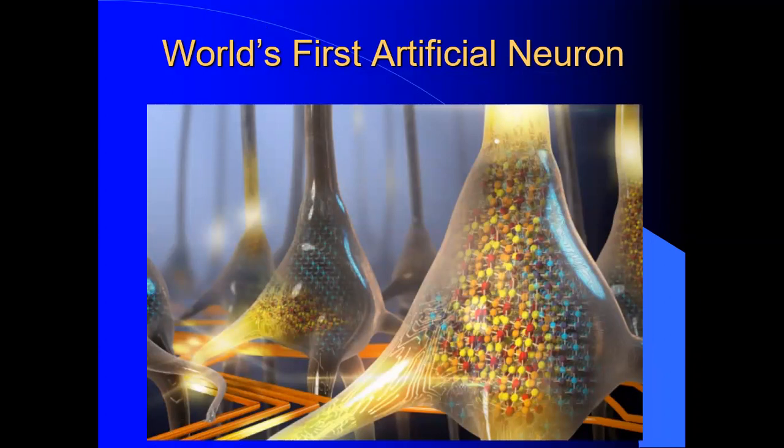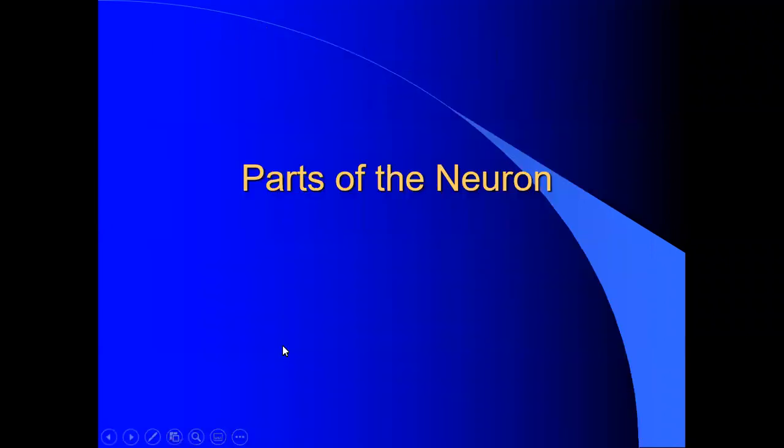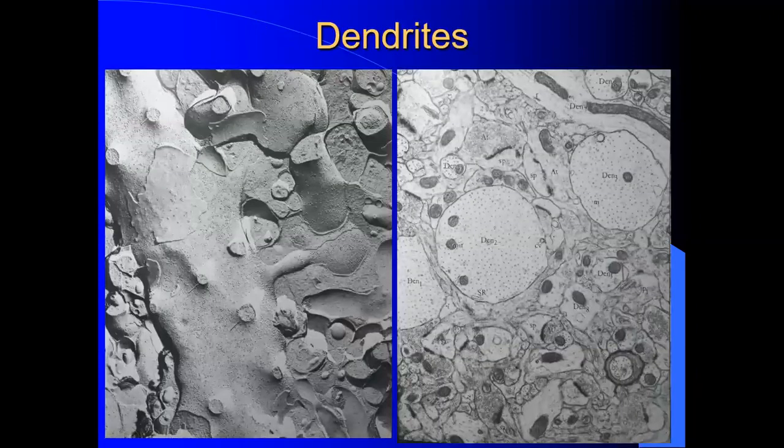We're trying to enter an age of artificial neurons. And yet, if you look at the complexity of this, let's just think about this. And here's our first, we're going now into the parts of the neuron, and we're going to start in the dendritic tree. All right. This is scanning electron microscopy. This is transmission electron microscopy. Obvious difference. They don't look anything like one another.